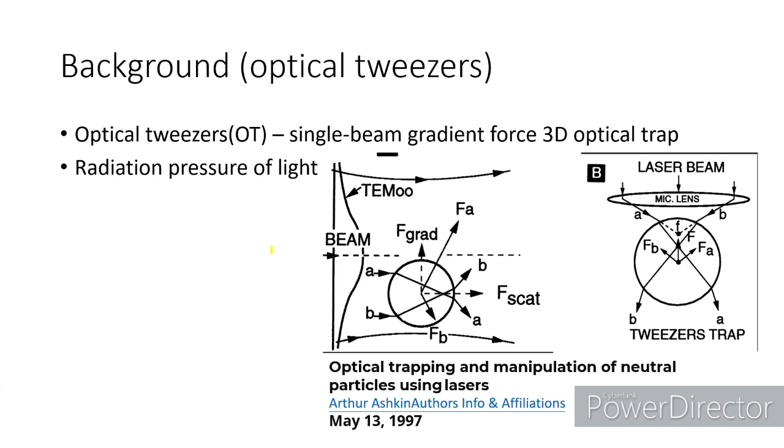Here I'm going to talk about the optical tweezers. The optical tweezers, also called the single beam gradient force 3D optical trap, use the principle of radiation pressure of light and the action and reaction force. In this picture, this is a beam, and this is a particle inside the beam. Here is the intensity of the beam. We can see that the center of the beam has the biggest intensity, and this is also called the Gaussian beam.